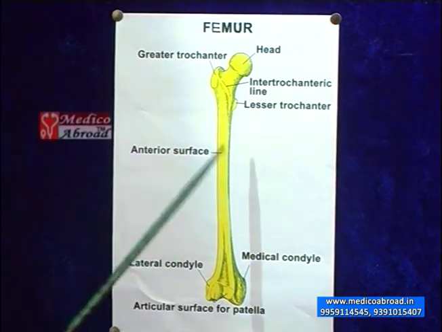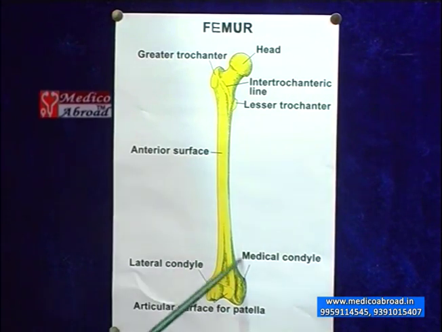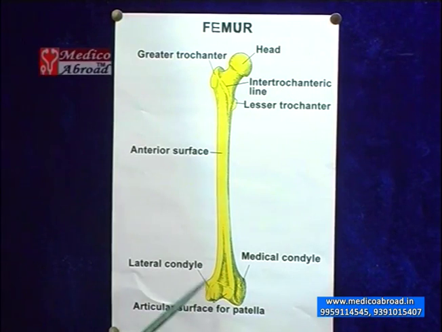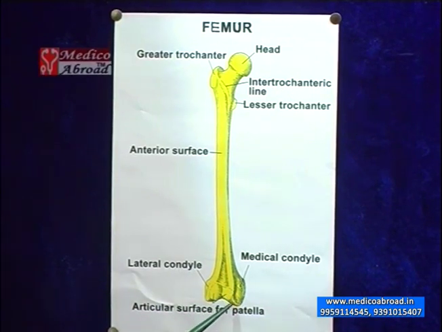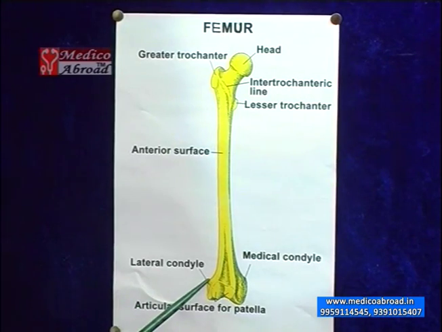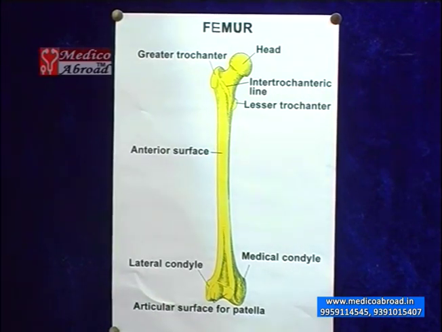Posteriorly you will find the linea aspera. This is the lower end of the femur, and you have a medial condyle and a lateral condyle. This is the articulating surface for the patella anteriorly, anterior to the lower end of the femur. Now posteriorly on the lateral condyle you will find this area, which is the adductor tubercle. This is all about the femur or the thigh bone.